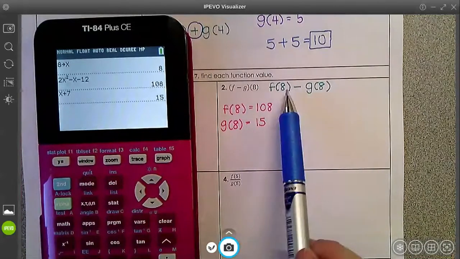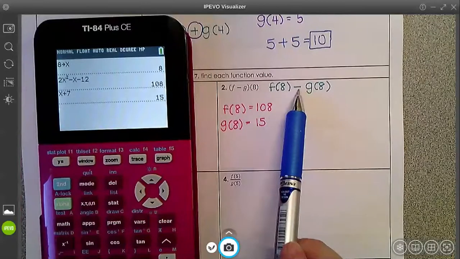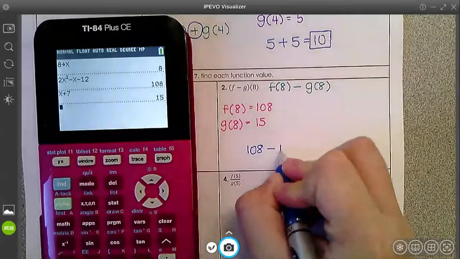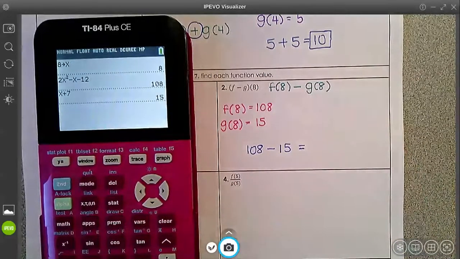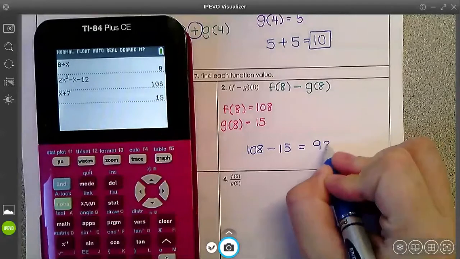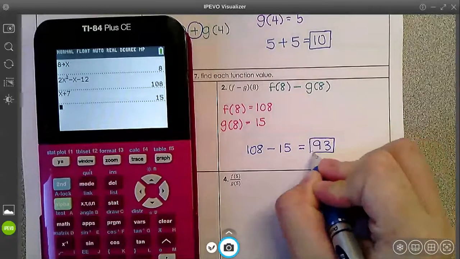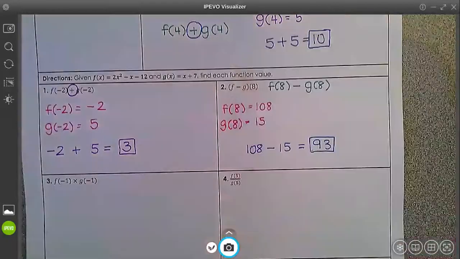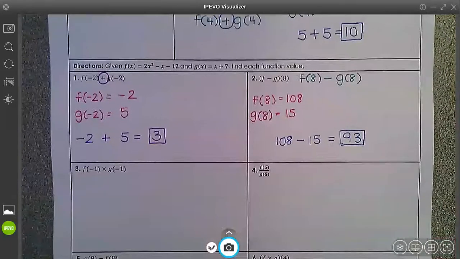This time we are subtracting. We're taking our f function minus our g. So 108 minus 15 equals 93. Any questions?